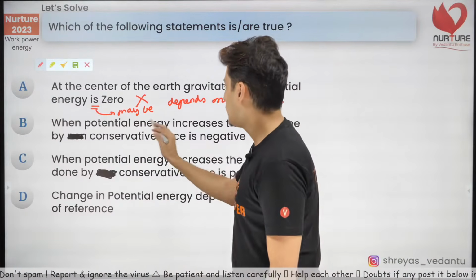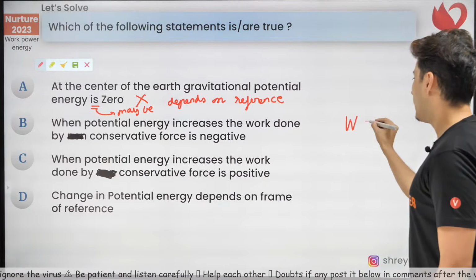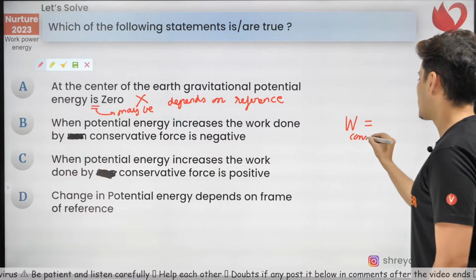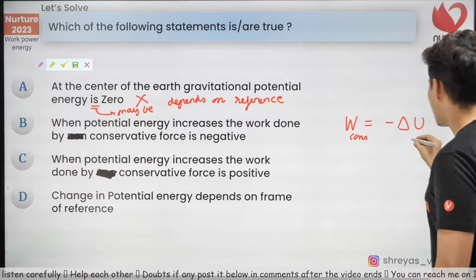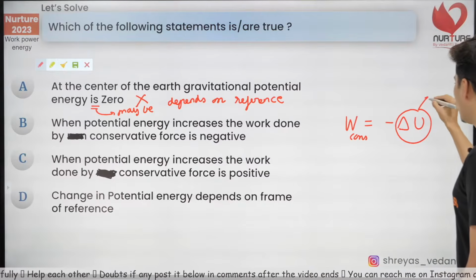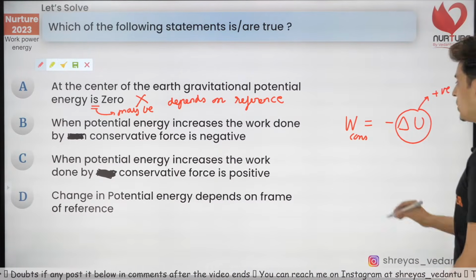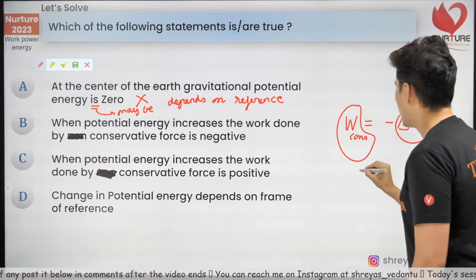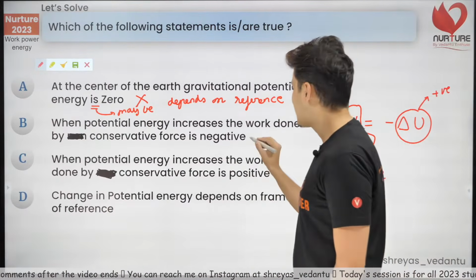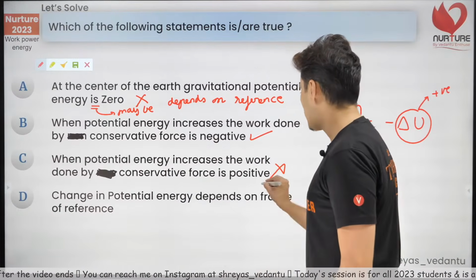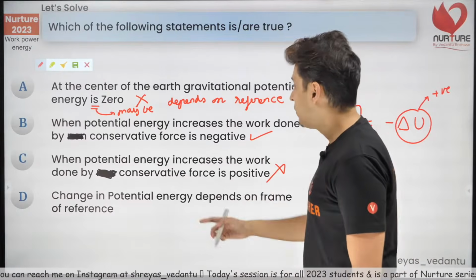Okay. When potential energy increases, the work done by conservative force is negative. Work by conservative force is minus delta U. When potential energy increases, that means delta U is positive. Energy increases, delta U is positive, so work will obviously be negative. Hence this option is correct. Naturally the other option is wrong because it says positive. Okay, B. What about D?